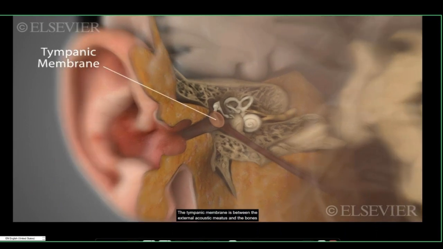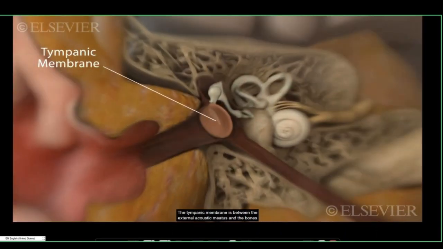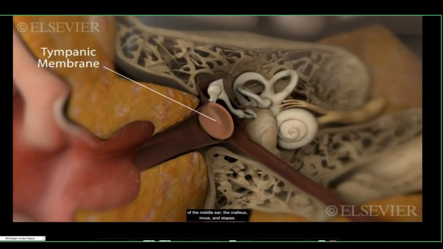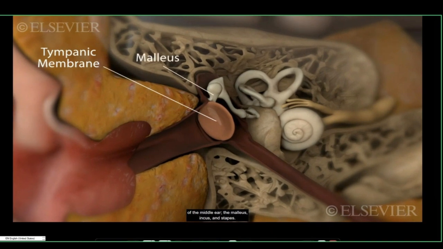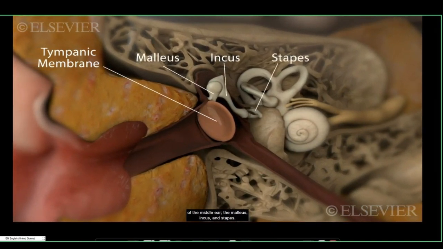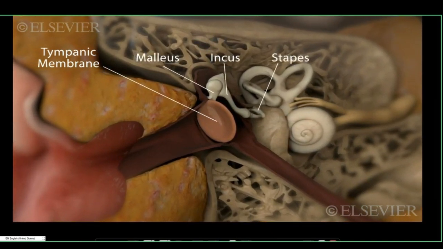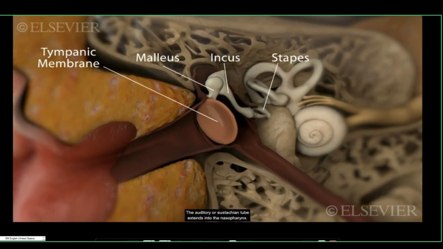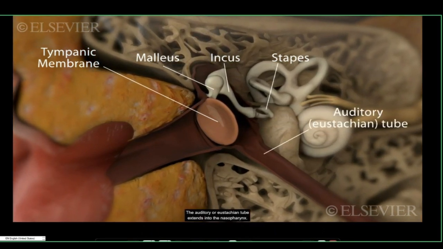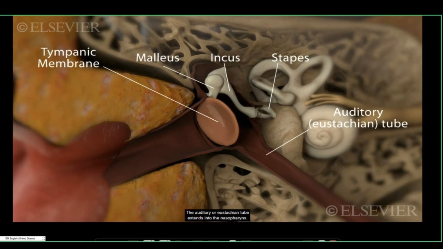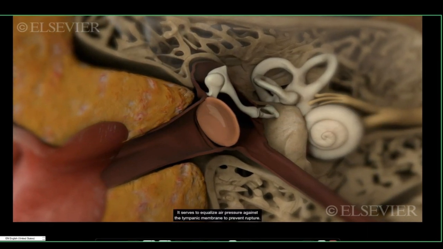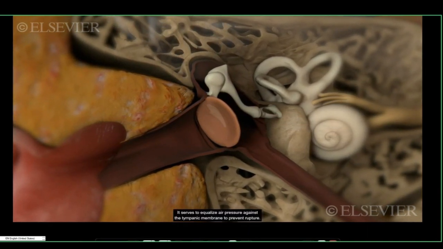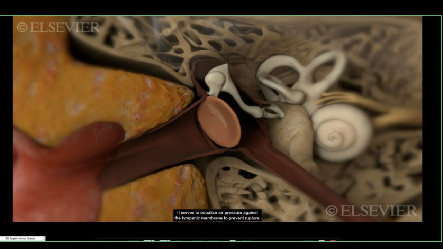The tympanic membrane is between the external acoustic meatus and the bones of the middle ear, the malleus, incus, and stapes. These bones are connected to each other. The auditory or eustachian tube extends into the nasopharynx. It serves to equalize air pressure against the tympanic membrane to prevent rupture.